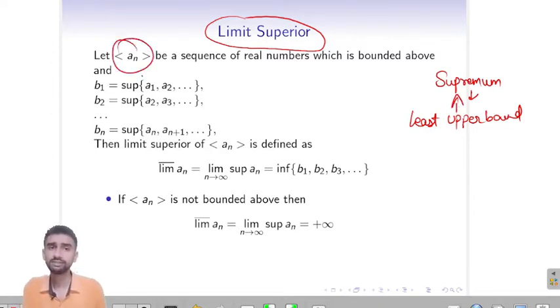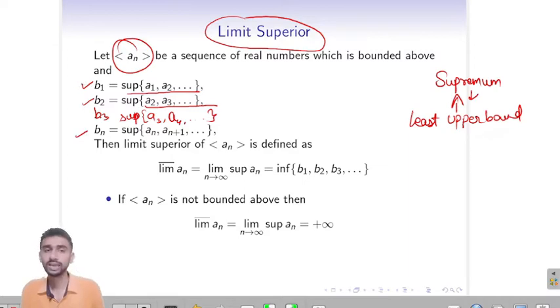So let's say I have a sequence a_n, and its terms will be a1, a2, a3. So I'll take the supremum of all the terms and I'll give it a name b1. Then I remove the first term and I'll take all the terms of the sequence from the second term onwards. I give it the name b2. Similarly, I will remove the first and second term and I'll take the supremum of the remaining terms. I'll give it the name b3 and I'll keep going on.